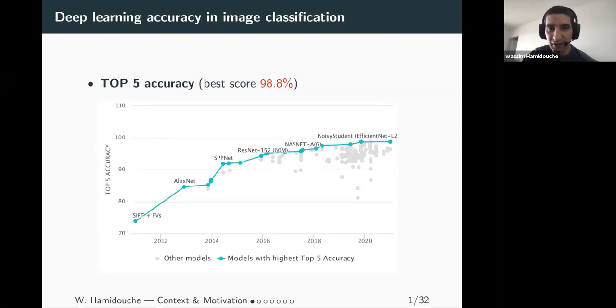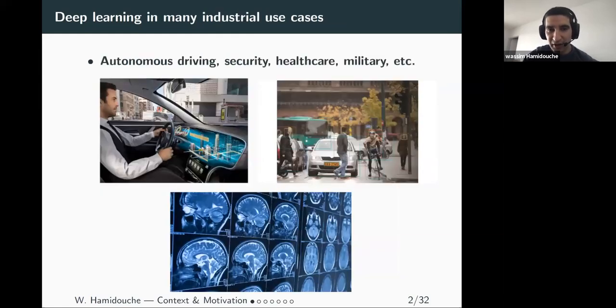Now, if we look at the top 5 accuracy, we can reach up to 98.8%, which is very high, and even higher than what humans can do today. We also see a high progress during the last decade. This progress in deep learning, especially for computer vision applications and image classification, has motivated the use of these models in many applications of prominent importance. We can use deep learning for computer vision in autonomous driving, security for identification of cars and people, and also in medical health to detect diseases, for example.